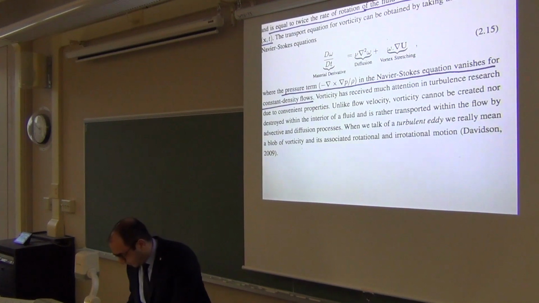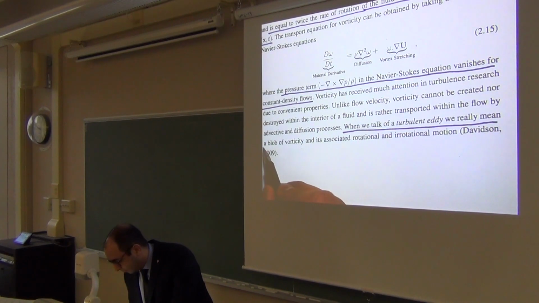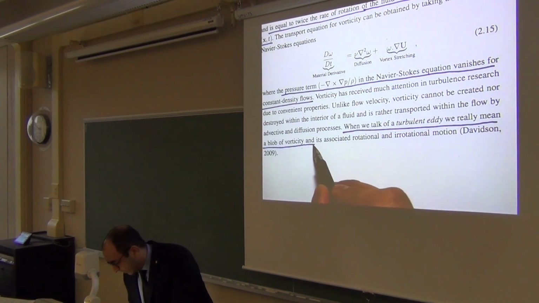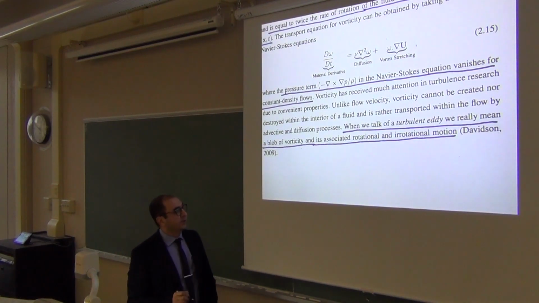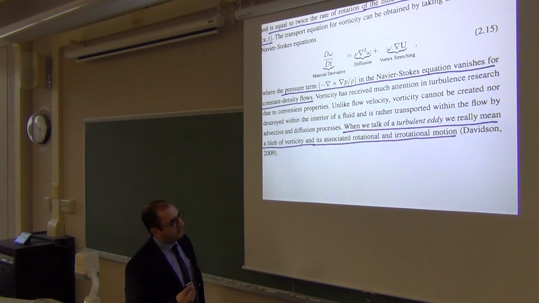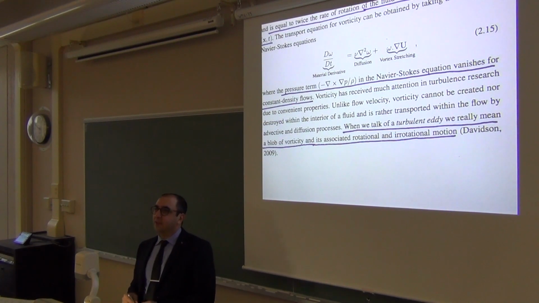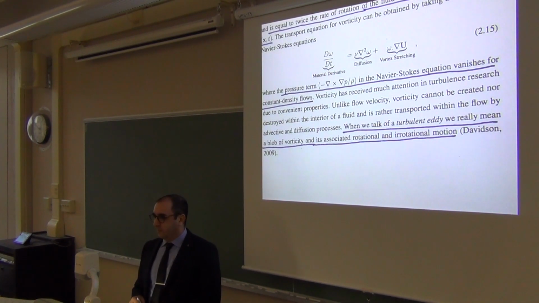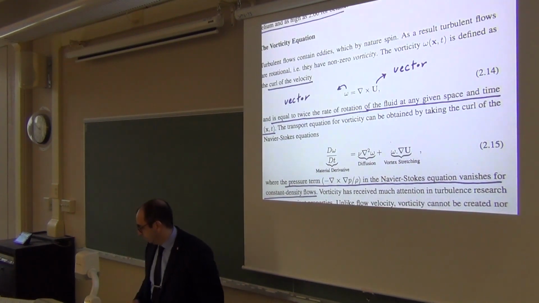So again, when we talk about turbulent eddies, we really mean a blob of vorticity and its associated rotational and irrotational motion. So vorticity is the very definition of eddy. So anytime somebody says vorticity in turbulent flow, think of eddy and think of chaos, think of fluctuation. It's so true.